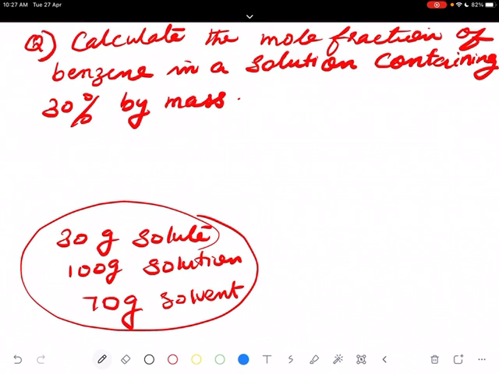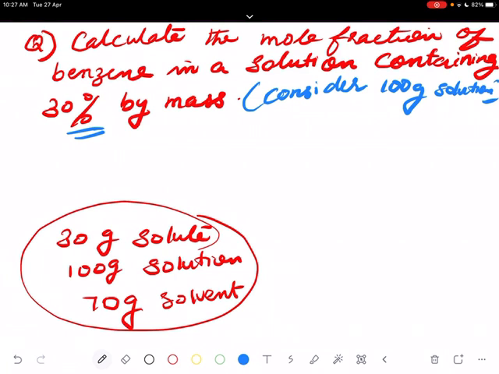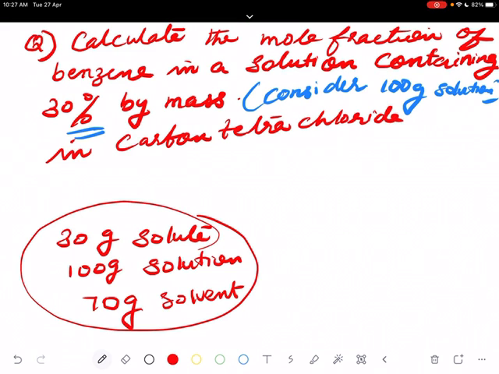I'm writing in bracket: consider 100 gram solution. Seeing the percentage, I told you, consider 100 gram solution. Okay, consider this by mass in carbon tetrachloride, that is CCl4. So you have to find out the mole fraction.